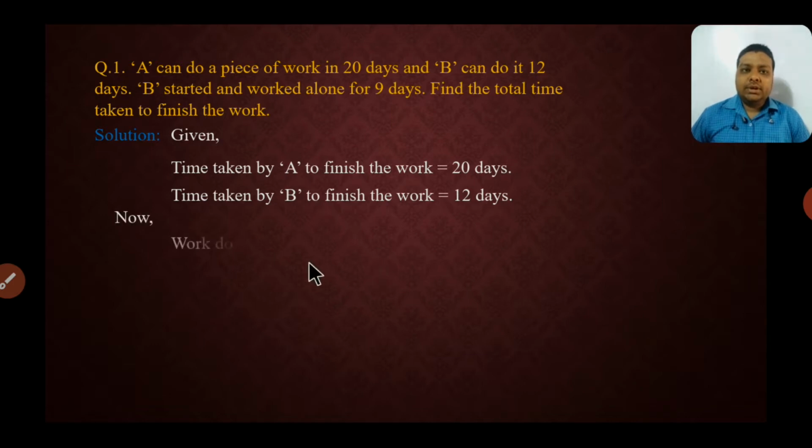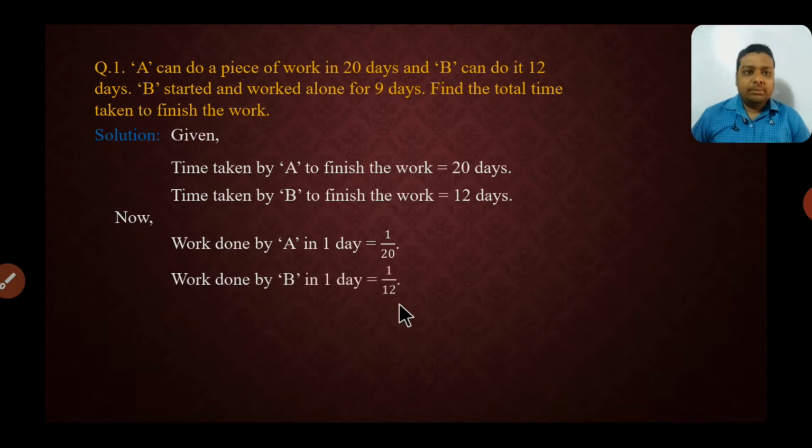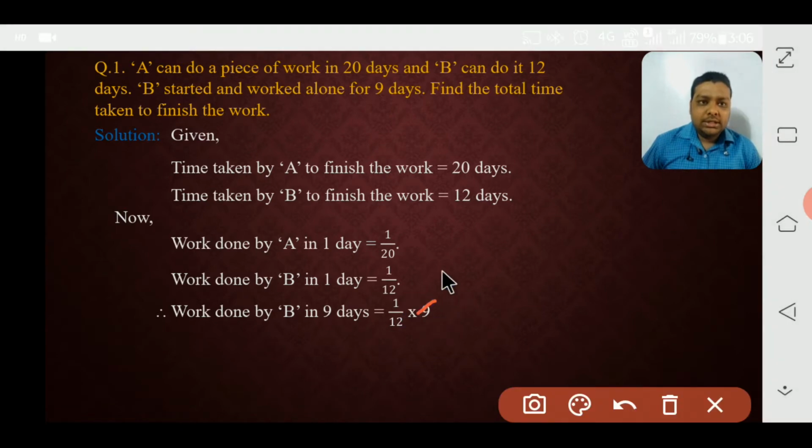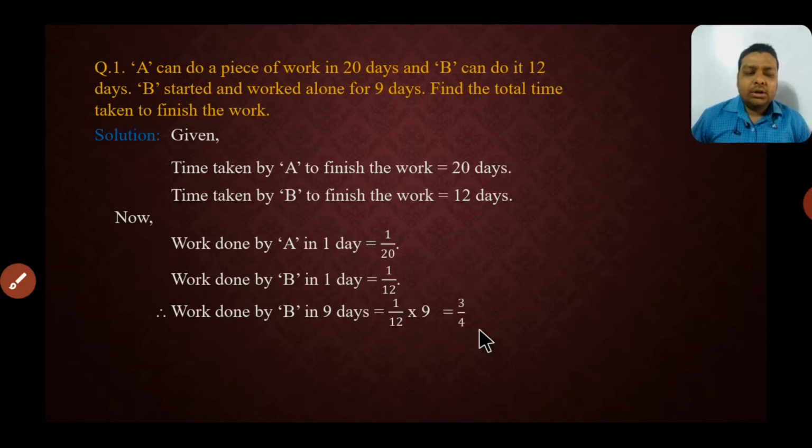So work done by A in 1 day is 1 by 20. Work done by B in 1 day is 1 by 12. Since he has worked alone for 9 days, work done by B in 9 days is 1 by 12 into 9. It means 3 by 4 work. After 9 days, B has already done 3 by 4 part of the work.